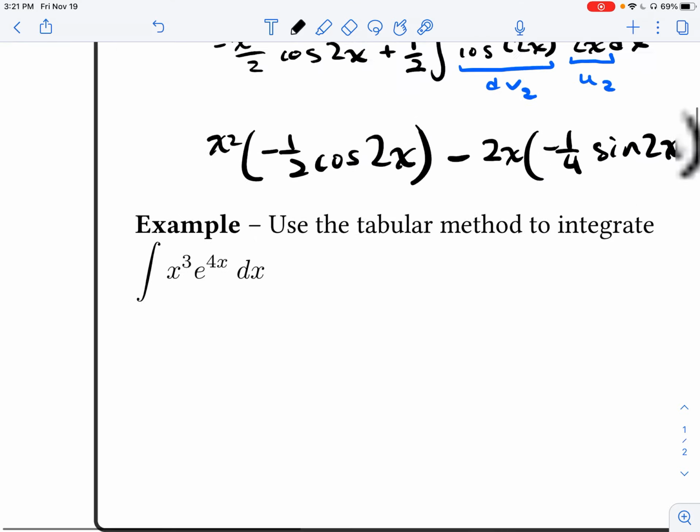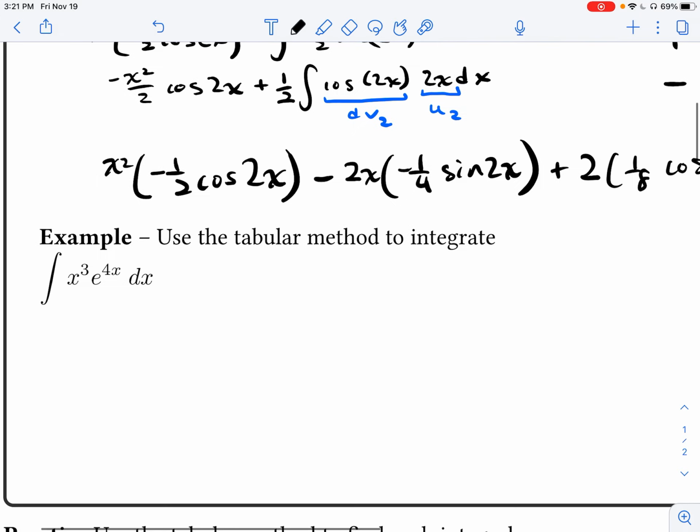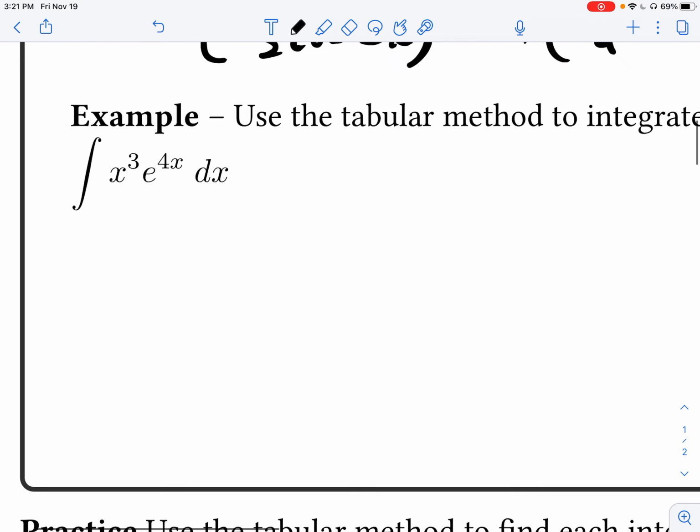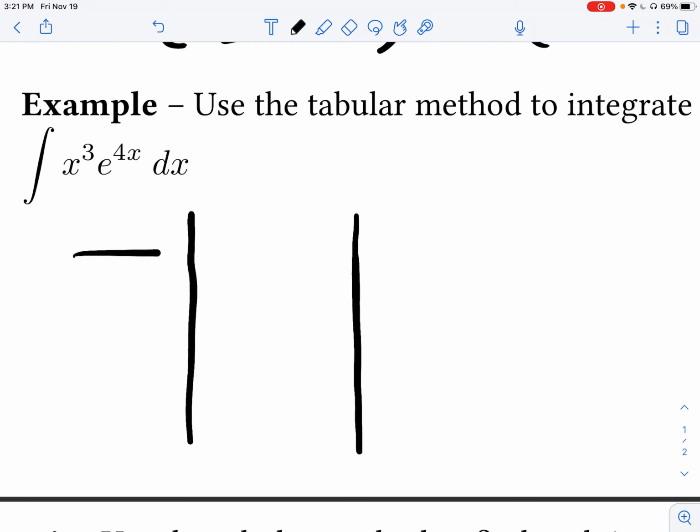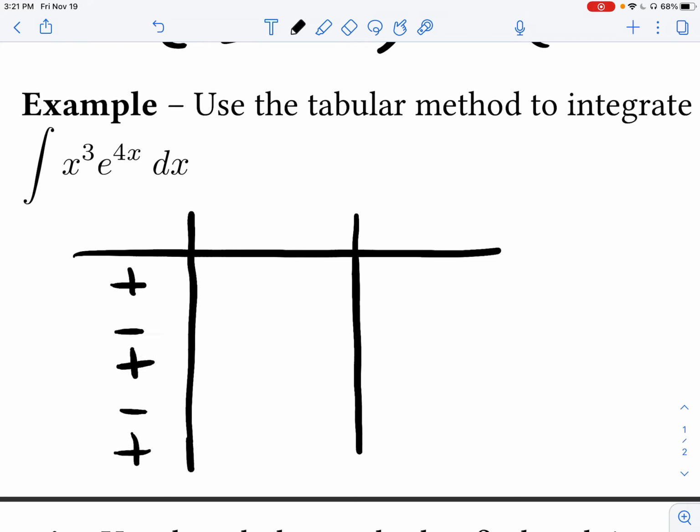So just to make sure that we're comfortable with the tabular method, let's try another problem. Let's go ahead and use the tabular method to integrate this particular problem here. I'll have you pause the video right now and try this. All right, so hopefully you've had a chance to try and integrate this. Let's set up our table, and we're going to have positive, negative, positive, negative, positive. We're not sure how far this is going to go down, but we'll just write that for now.